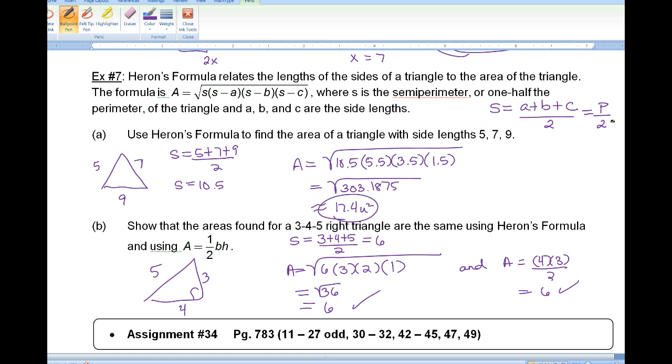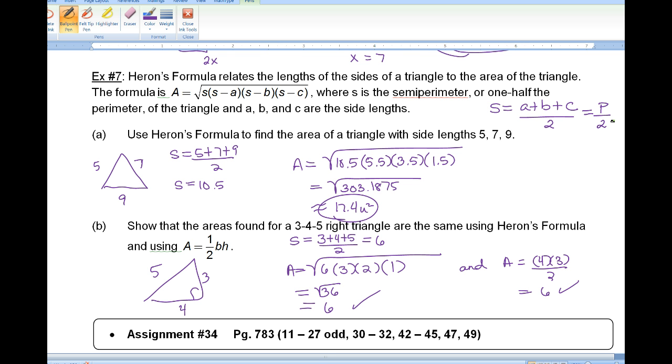So what we could do for part B, we can show that this works for this triangle that has sides 3, 4, and 5. You recognize that's a Pythagorean triple. So if we find S, which ends up being 6, and then plug that into the formula, we get the square root of 36, which gives us 6.